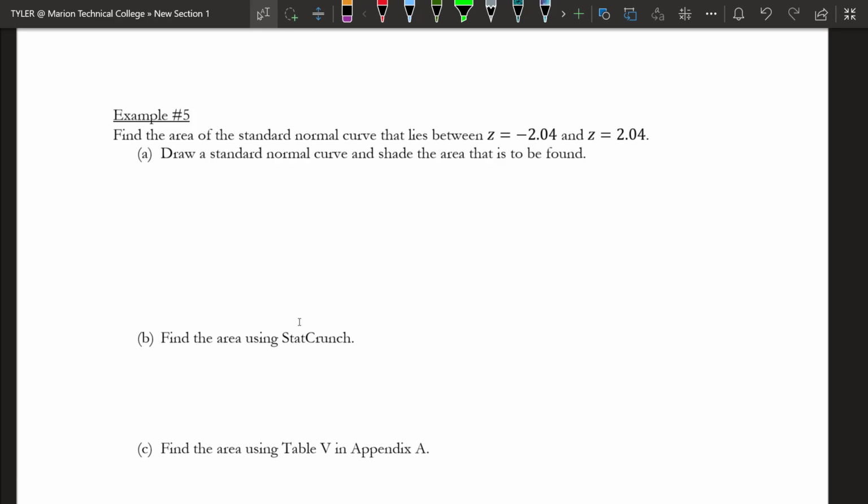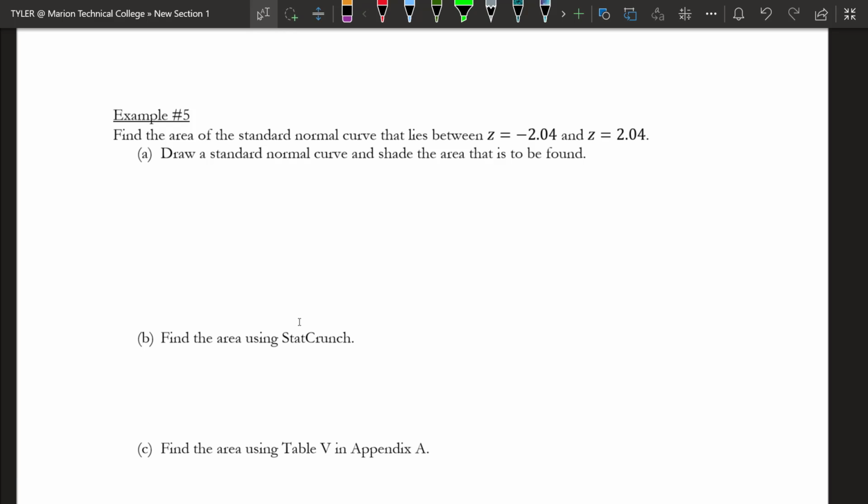All right, so the first couple examples we looked at finding area to the left, and then in these last two we looked at finding area to the right. Now what's left is finding area in between, in the middle. So like in example 5, it says to find the area between the standard normal curve that lies between z equals negative 2.04 and positive 2.04.